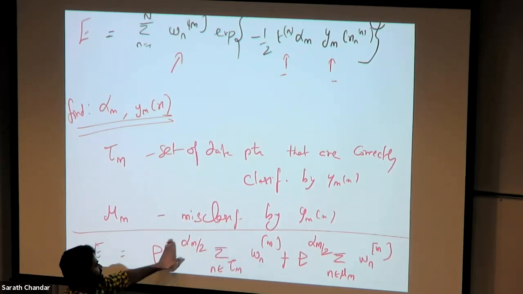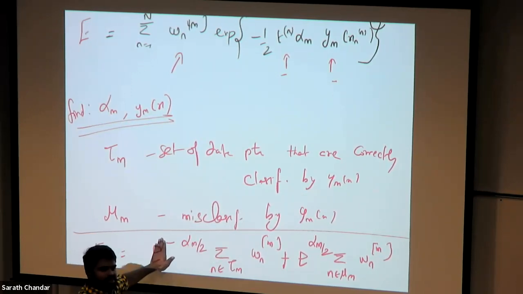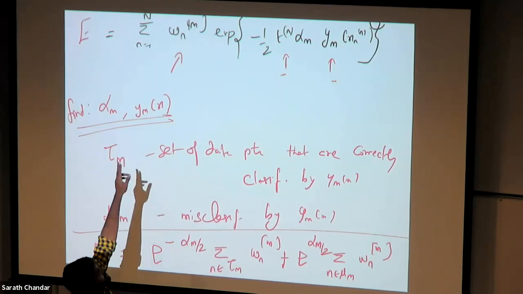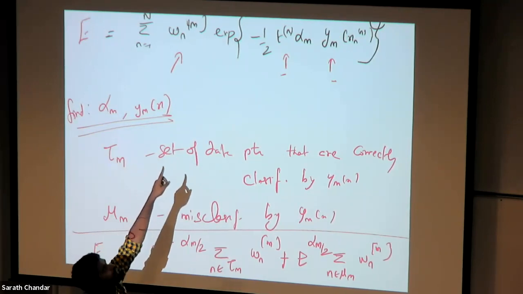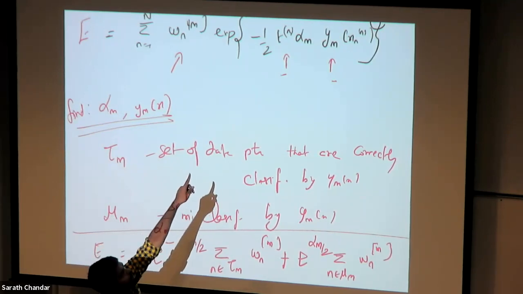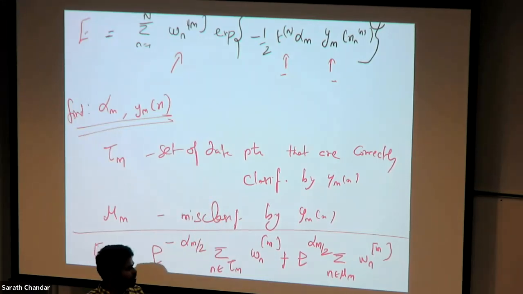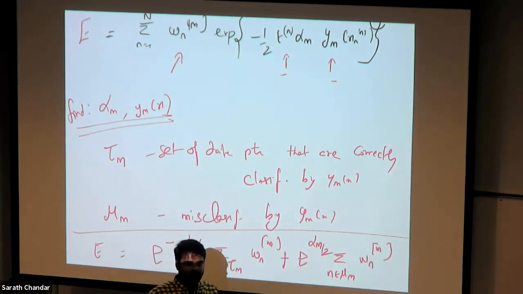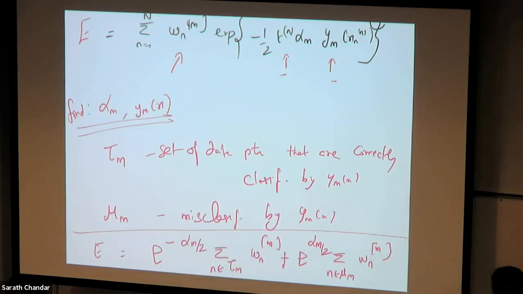So this e^(-alpha_m/2) is not a function of n, so I took it out. Similarly, for incorrect examples, it is going to be a summation over incorrect examples w_n multiplied by e^(-1/2 alpha_m) multiplied by another minus 1. So this becomes e^(alpha_m/2), summation over the incorrect examples. Is that clear?